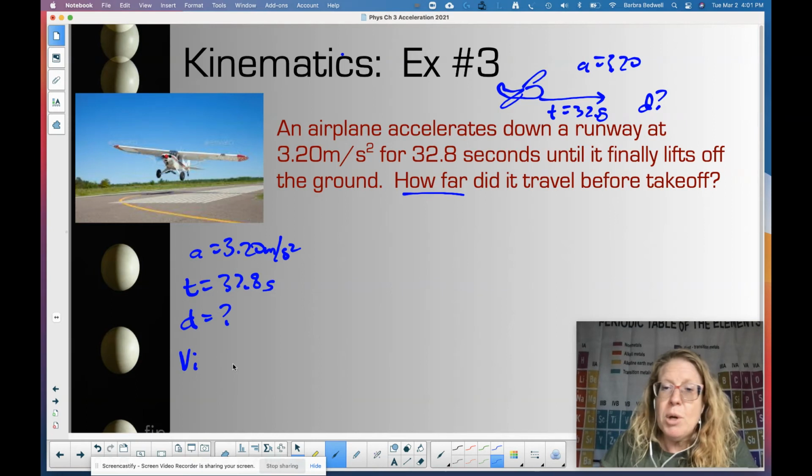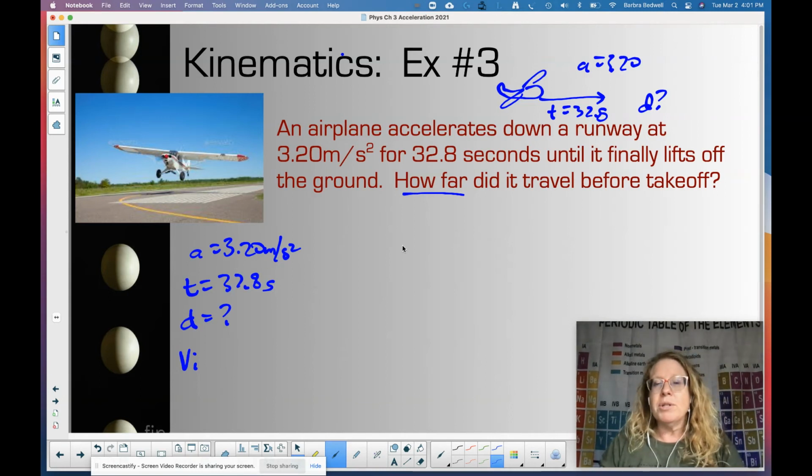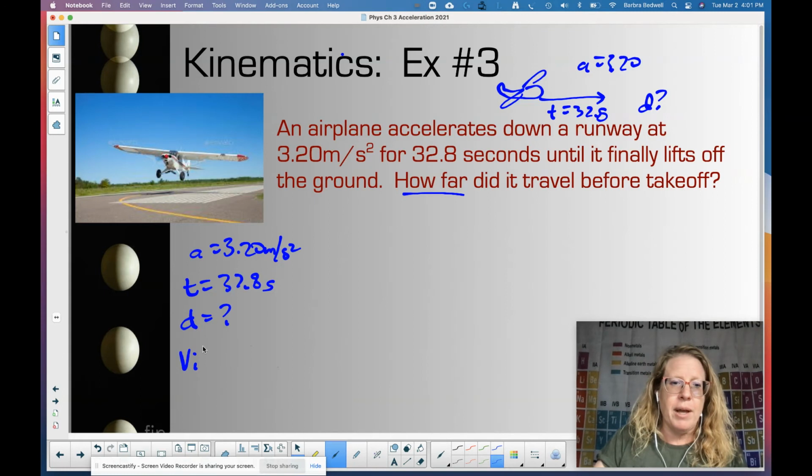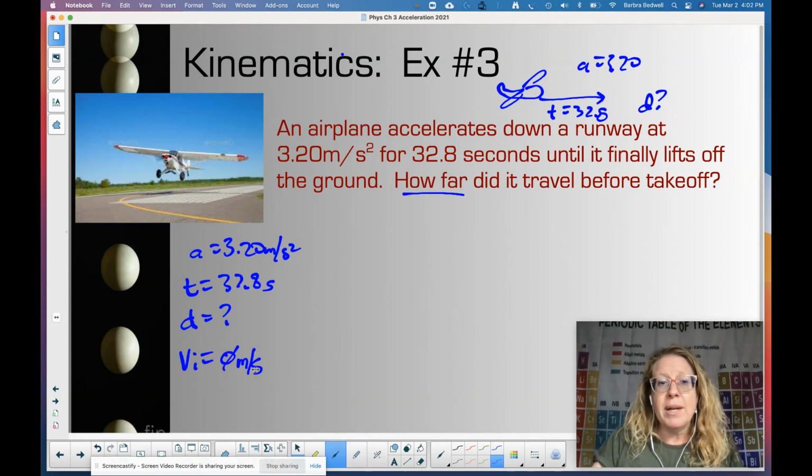What's VI? We don't know VF. We know that it's taking off the ground, but we don't know what its final velocity is. But there is a hidden piece in here that happens a lot in these. So one of the things you want to look for is little hints about what VI or VF is. When you're talking about it starting from rest, accelerating down a runway, it's starting at 0 meters per second. We don't know what its VF is, and I don't think we need to know it for this one.